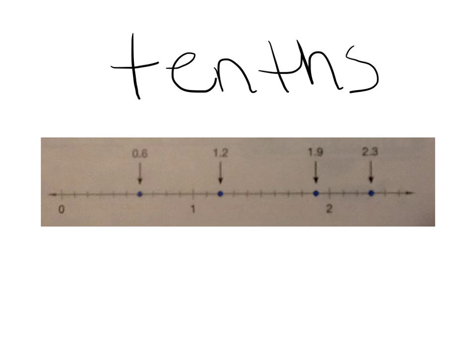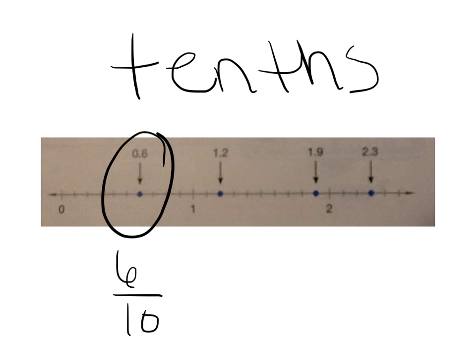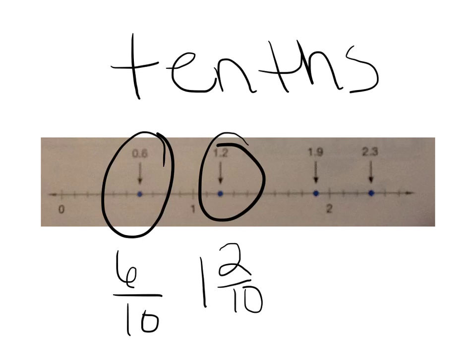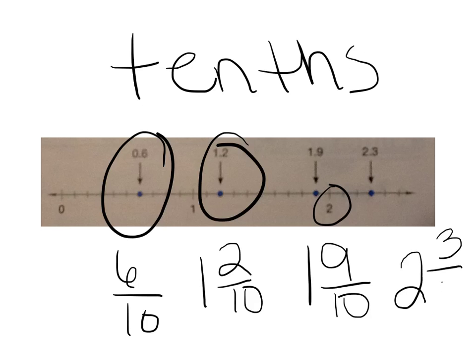If you were to name them using a mixed number that each arrow is pointing to, the first one says 6/10 as a fraction. The second one says 1 2/10. The next one, you may be able to guess now, is 1 9/10. And the last one, we're here at the 2 now, is 2 3/10.